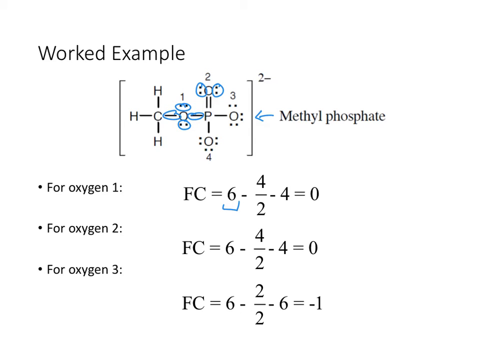For oxygen 3, you have a valence electron of 6. For oxygen, it's always going to be 6 valence electrons because oxygen's in group 6. Minus, you've got 2 bonding electrons divided by 2, minus a total of 6 non-bonding electrons gives you a -1. So that oxygen has a -1 formal charge.